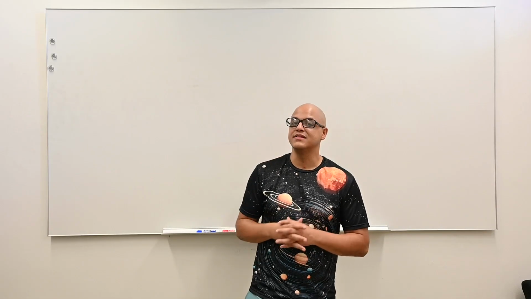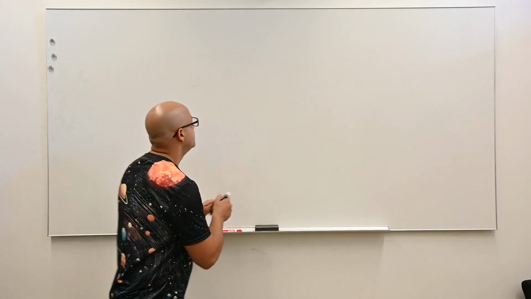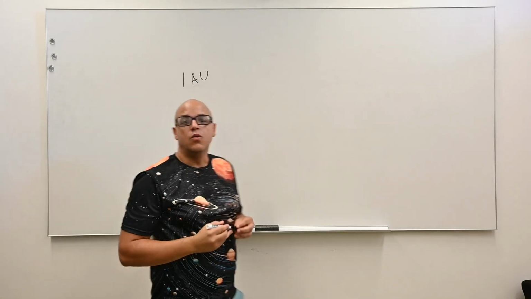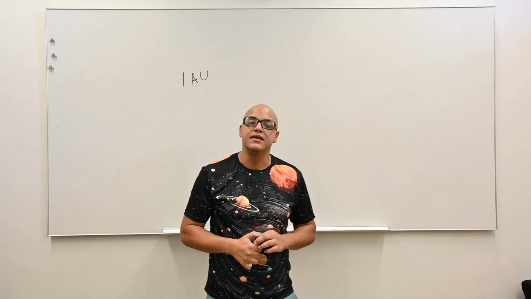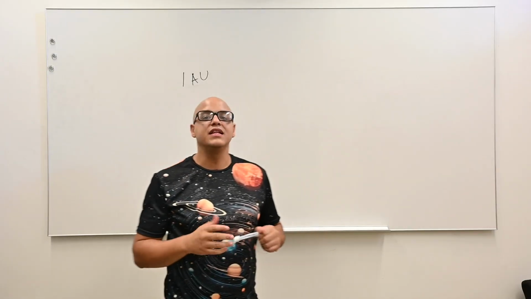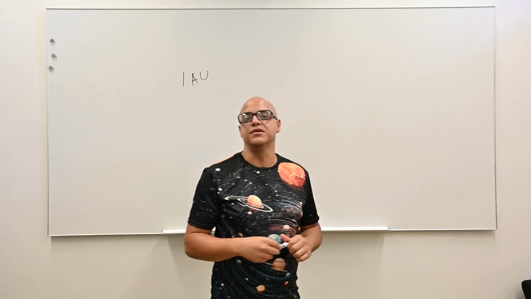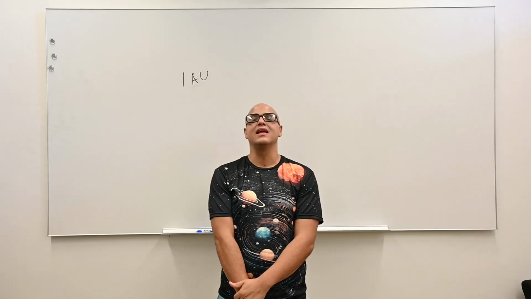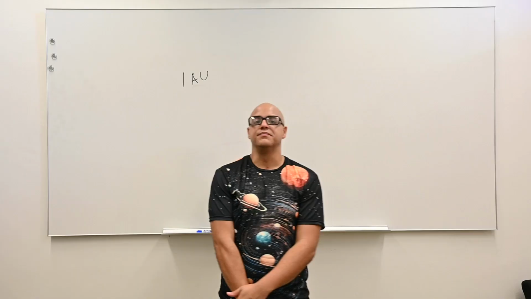If we're measuring the distance between the Earth and the Sun, we use an astronomical unit, or AU. 1 AU is the average distance between the Earth and the Sun. So it's about 93 million miles or 150 million kilometers. It's an average because the Earth's orbit is slightly elliptical, so the distance changes throughout the year.